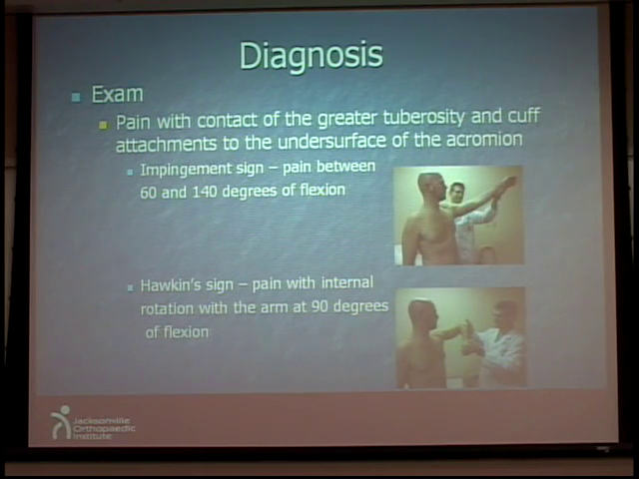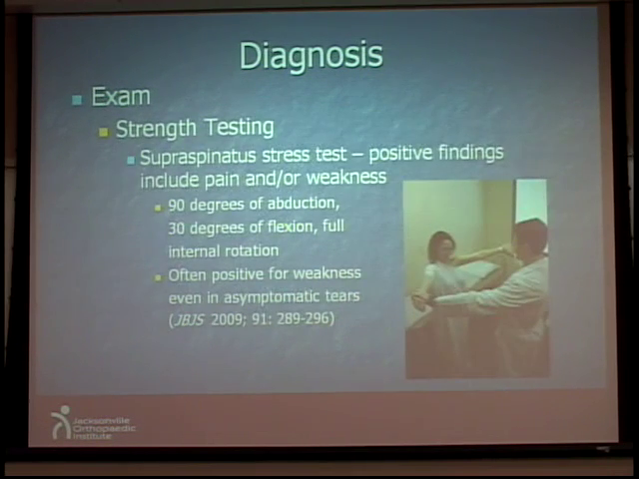And the impingement sign, in fact, leads to the rotator cuff being impinged between the tuberosity and the acromion, and will often cause pain between about 60 degrees and 140 degrees. Hawkins sign or reinforcement test occurs when you place the arm in this position here in about 90 degrees of abduction and internally rotate, once again trying to strike the rotator cuff between the bony structures that surround it. Once again, if this causes pain, it's a positive test, which could occur with tearing or just with tendinitis.